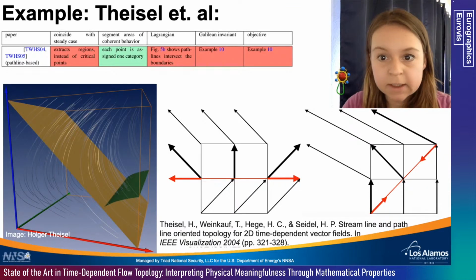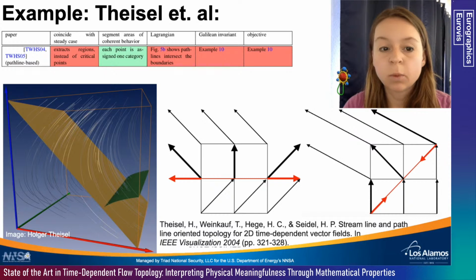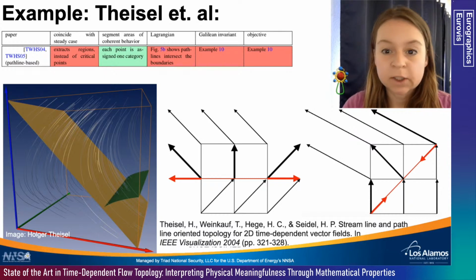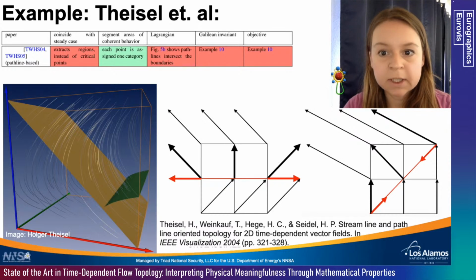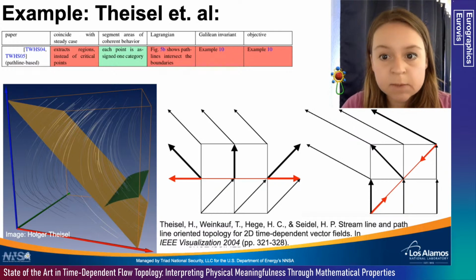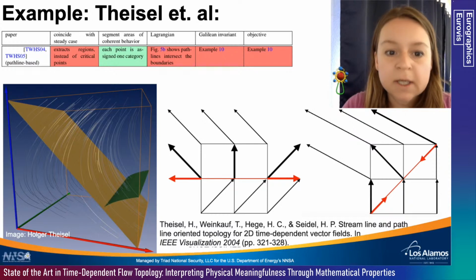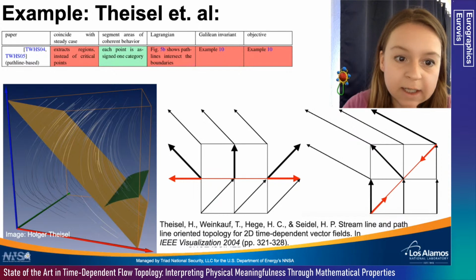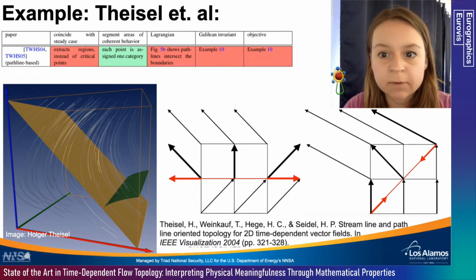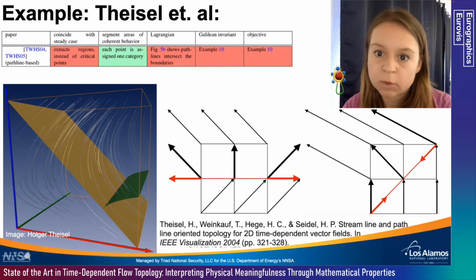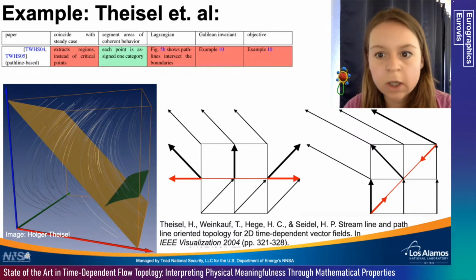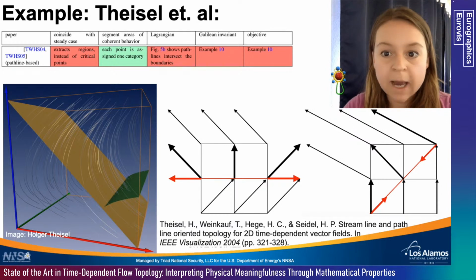I will showcase this principle using one example that does mostly not satisfy those properties, but we chose this as the example anyway because Theisel et al. thought about this problem a long time before many of the other methods came along. So we think it's one of the really important works. In their paper, Streamline and Pathline Oriented Topology for 2D Time-Dependent Vector Fields, they actually follow 2 approaches. One is a tracking approach, which we will not look into now, but one is based on pathlines.